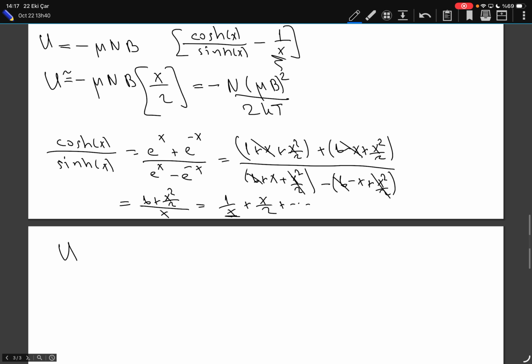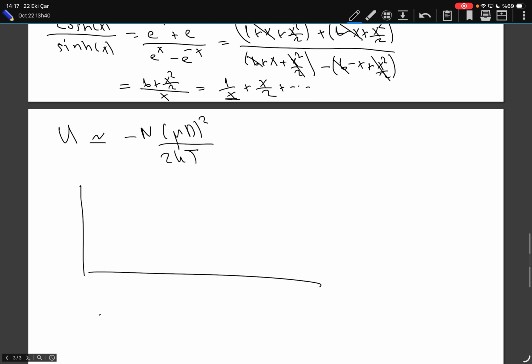So U is equal to, so if I would plot as a function of temperature from 0 to, let's say this is plus infinity, the energy starts from minus mu n b, increases up to 0.